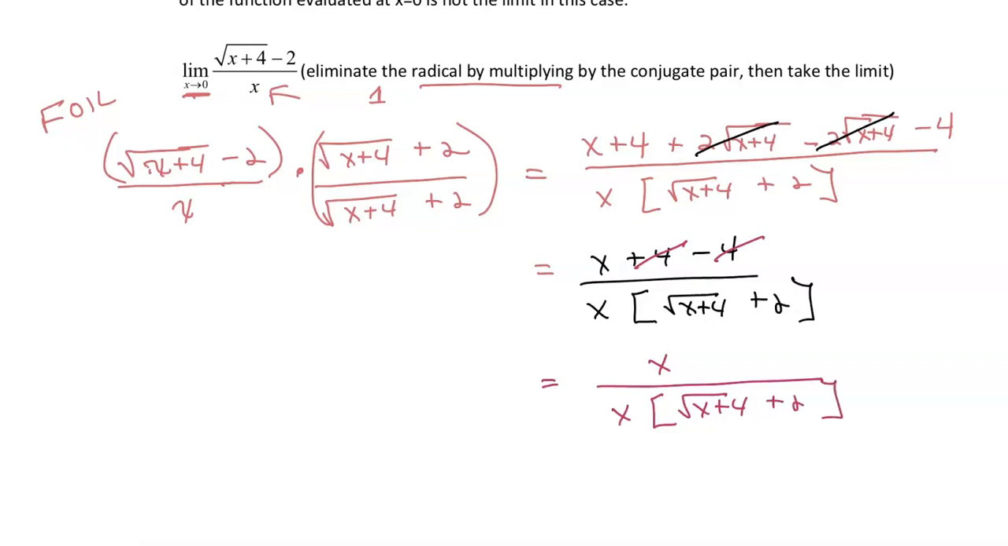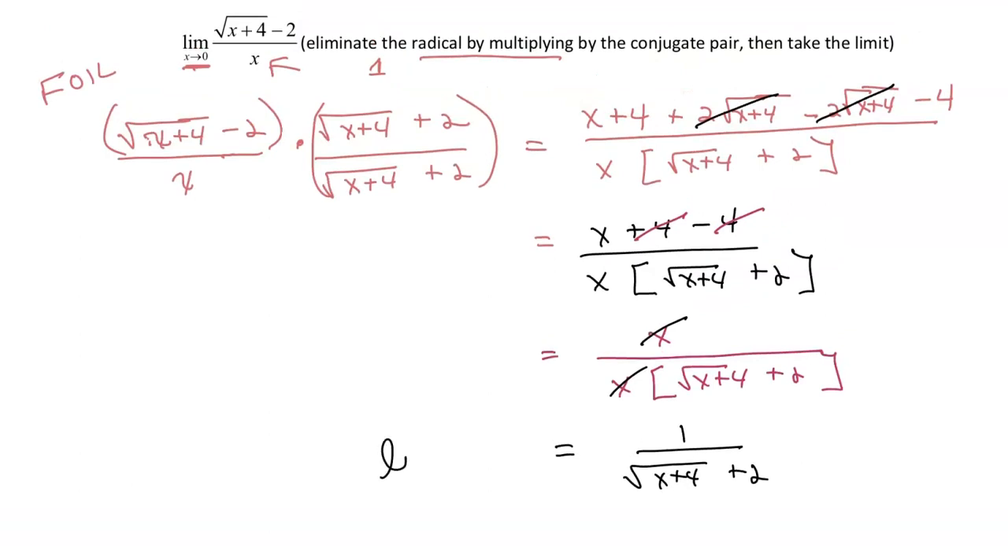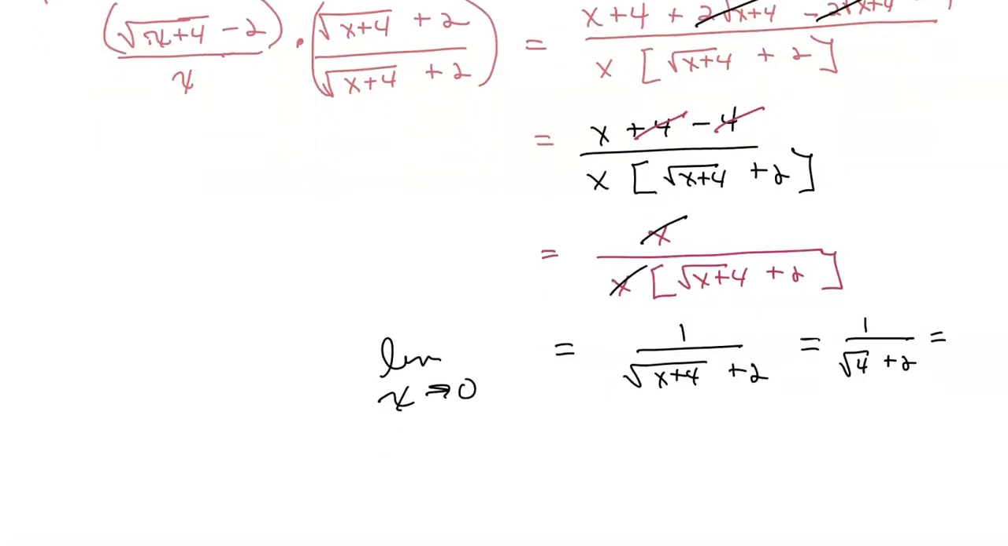What gets dropped next? These get dropped. Now you have 1 over radical x plus 4 plus 2. And now it's safe to plug it in. So take the limit now as x approaches 0. What do you get? 1 over radical 0 plus 4 is 4 plus 2. So that's 1 over 2 plus 2, which is 1 over 4. So that's your limit. This was the conjugate pair approach.